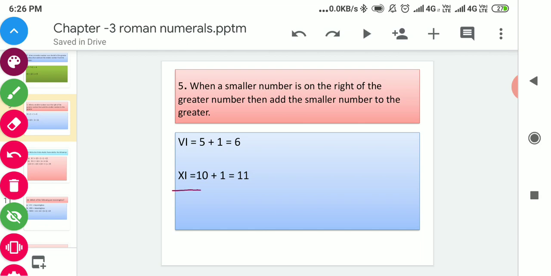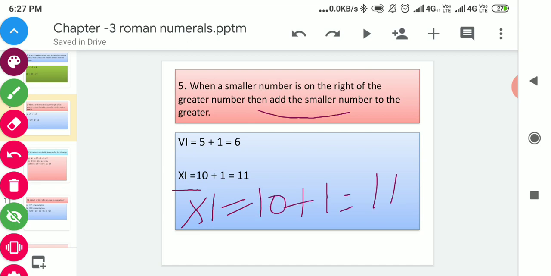XI. I is smaller than the X. I is kept to the right side of the greater number X. Then we will add this smaller number to the greater number. We will add 1 to the greater number 10 and the answer will come 11.